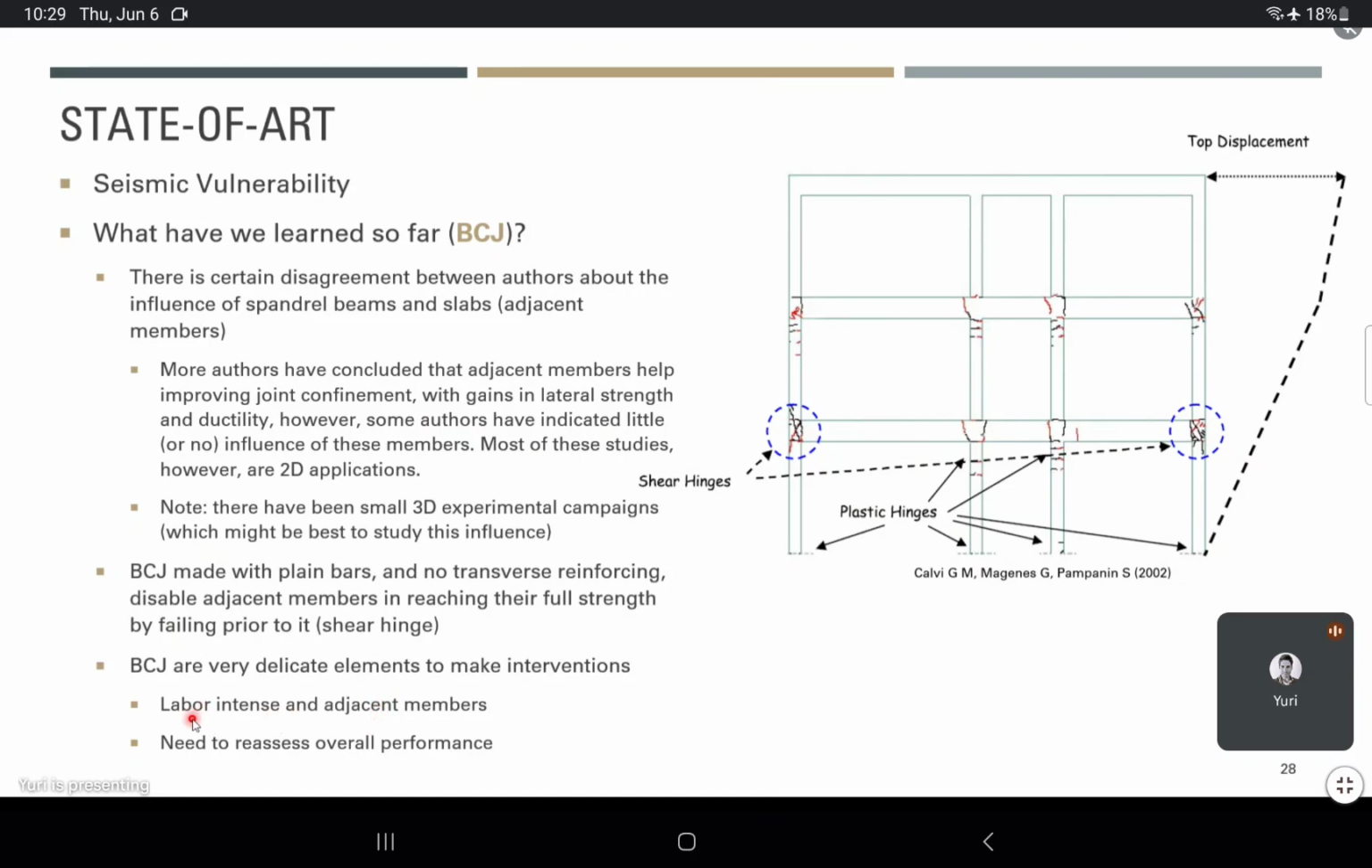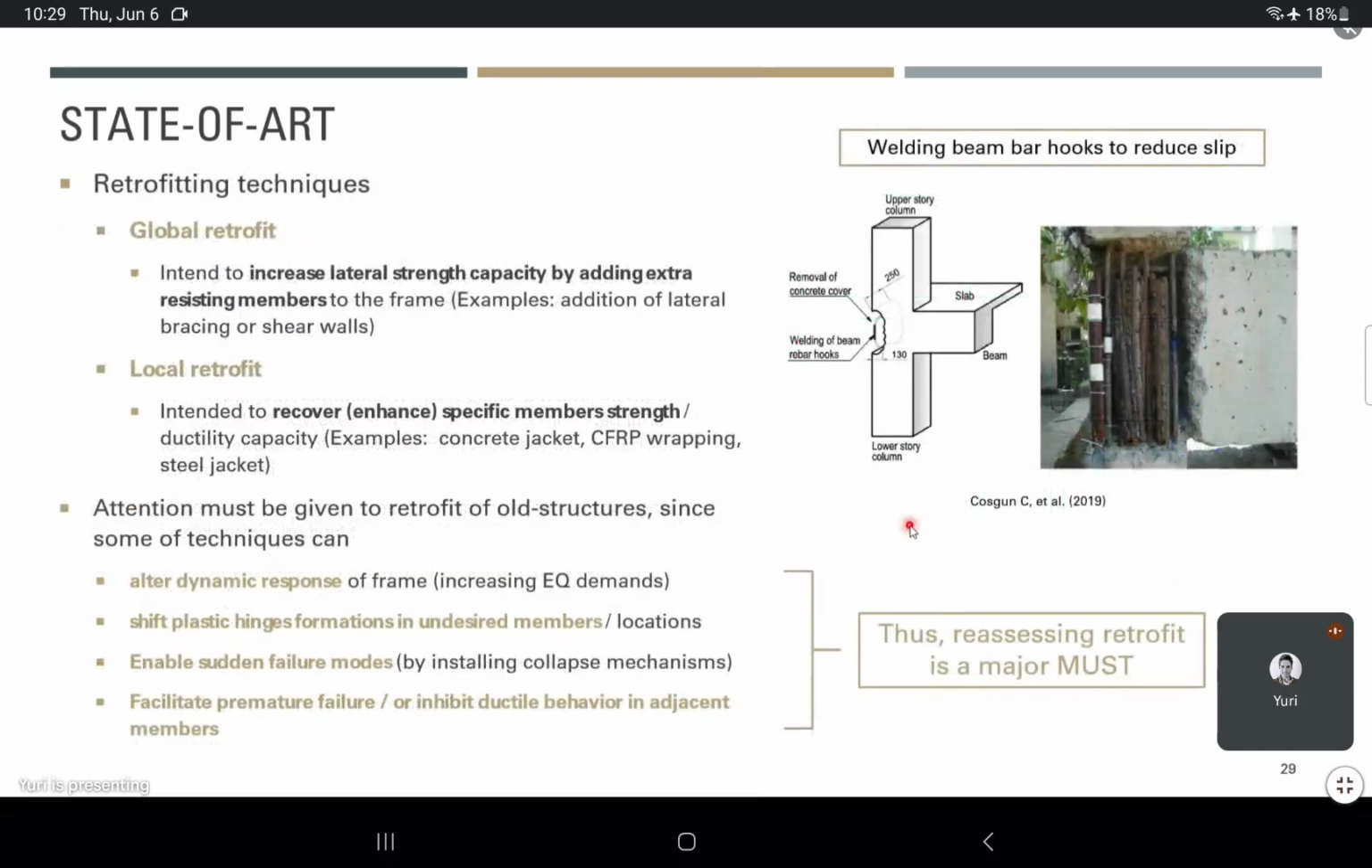So if we want to do retrofit, how can we do it in a surrounding joint? You know, this can be very labor intense, and there needs to be a reassessment of the structure. So what do we mean by that, Jerry? So we have pretty much 2 types of retrofitting techniques. We have local and global retrofitting. Global retrofitting is when you increase the overall frame by adding external members. And local retrofitting is when you want to recover or enhance a specific member's capacity.